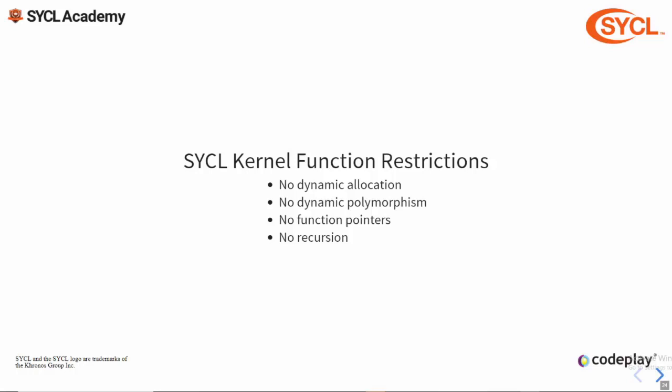So you cannot do dynamic allocation in kernel functions, so memory must be allocated by the host application. You cannot do dynamic polymorphism in a kernel function, so virtual functions are not allowed. You also cannot call function pointers. Finally, you cannot have recursion, though template recursion is fine.